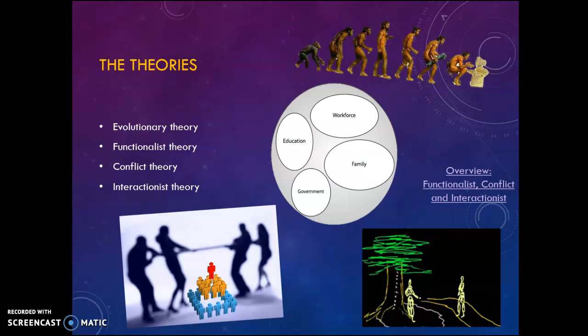What I would like you to do is, for a short time, pause this video, and apply each of the 4 images on the screen to one of those theories. This will give you a visual representation of the theory. Once you've done that, please go to the hyperlink that says Overview, Functionalist, Conflict, and Interactionist, and that will take you to a short YouTube clip briefly explaining each of those theories.